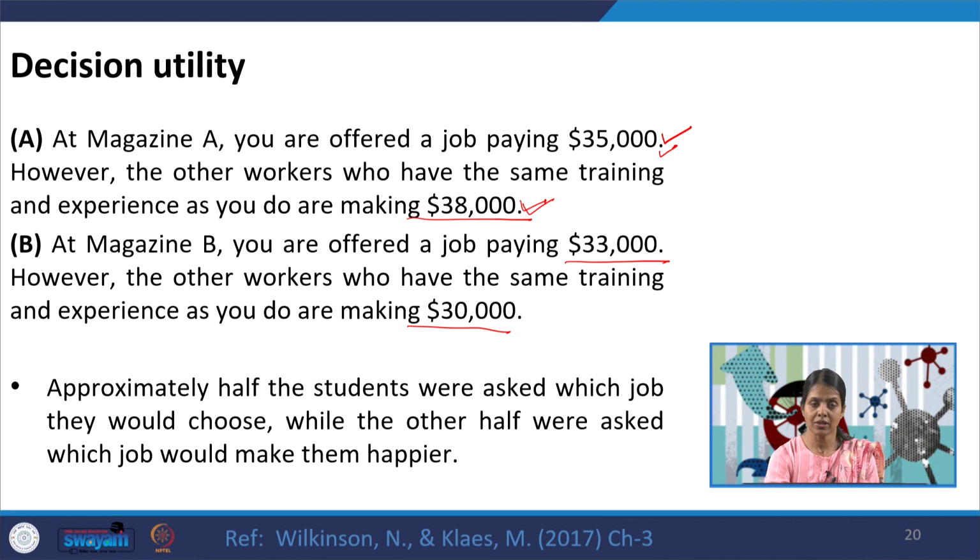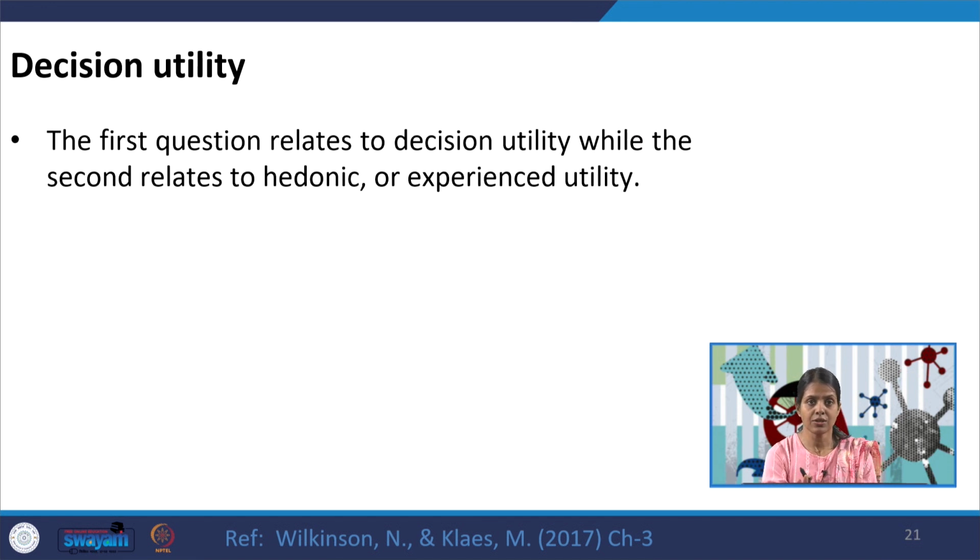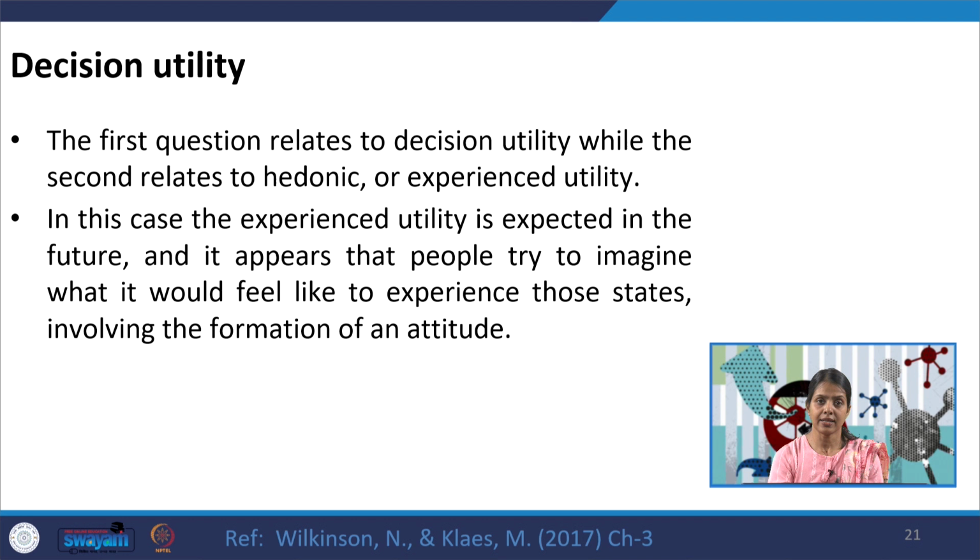So, based on these differences, the students were asked which job they would choose or which job would make them happier. The first question relates to decision utility, while the second relates to hedonic or experienced utility. In this case, the experienced utility is expected in the future, and it appears that people try to imagine what it would feel like to experience those states, involving the formation of an attitude.